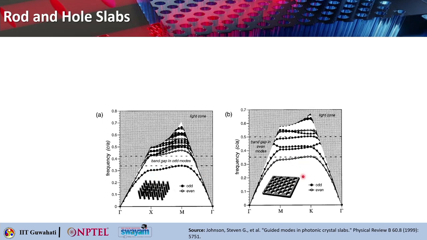So here you can see the band diagrams, which are actually for the three-dimensional structure. So these are 2D photonic crystals which have some finite thickness. There you can also clearly see that these band diagrams are different from those that you have seen in the previous slide. But here you can observe that you can see a band gap in odd modes. However, for this case, you can actually see a band gap for even modes.